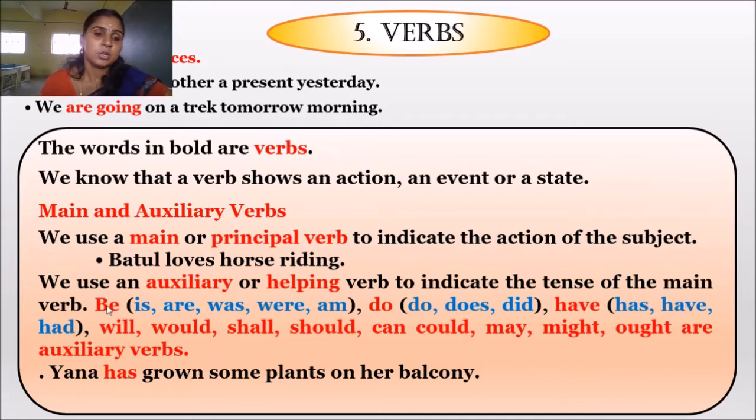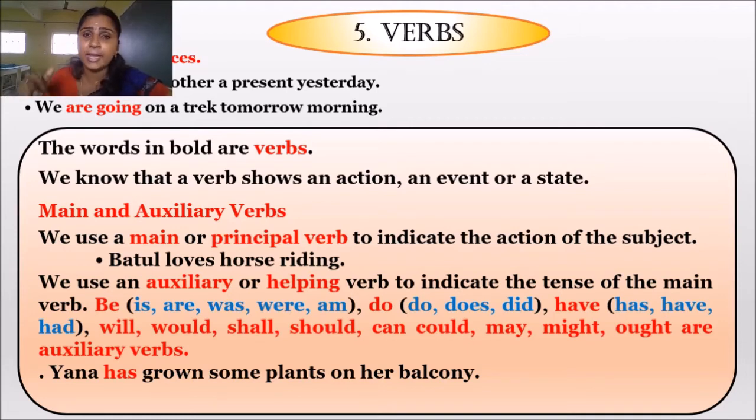Now let us look here. There are two types of verbs, main verb and auxiliary verb. Main verb is also called principal verb. Auxiliary verb is also called helping verb. Main verb talks only about the specific action which we are going to express. But the auxiliary verb is a helping verb. It will not show the action the person is doing, but it helps the main verb.